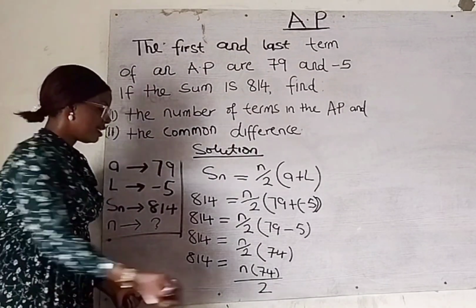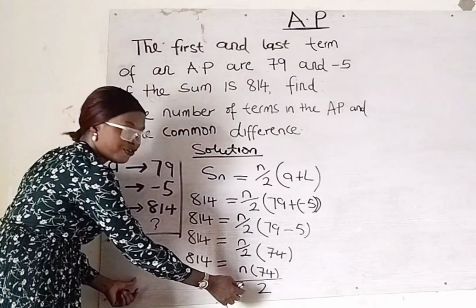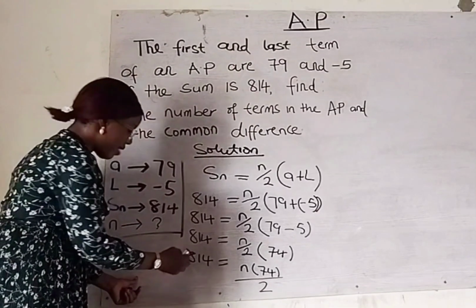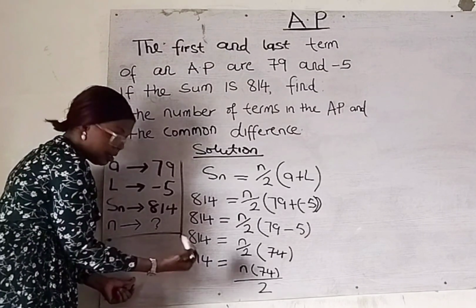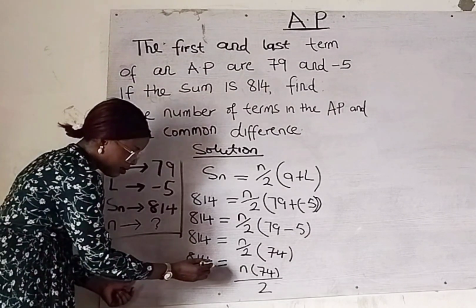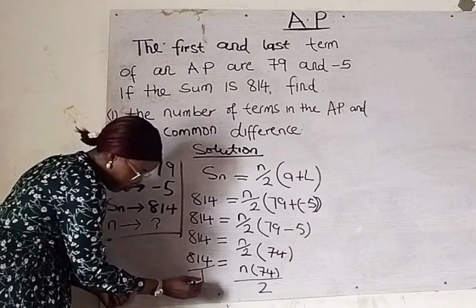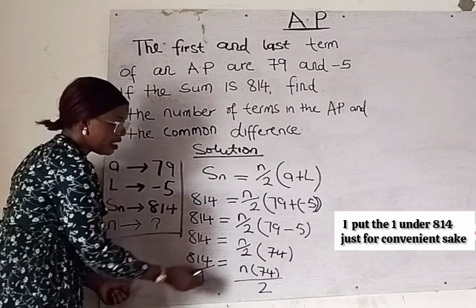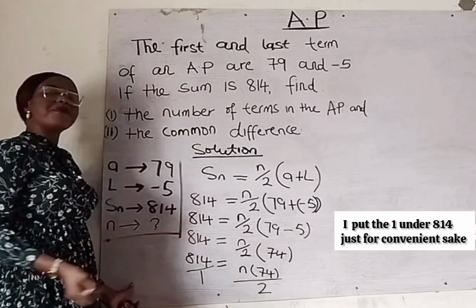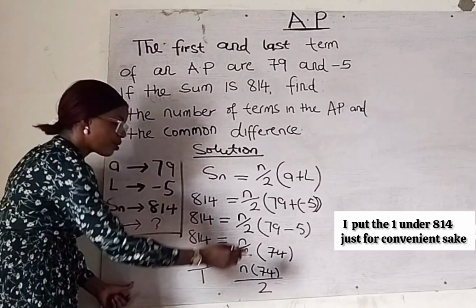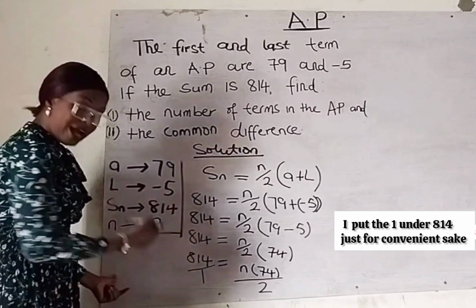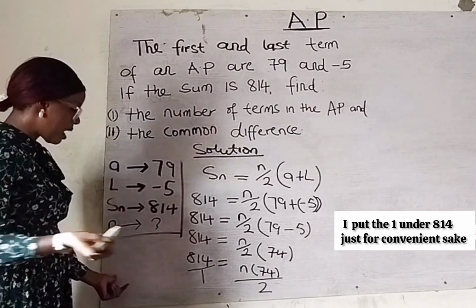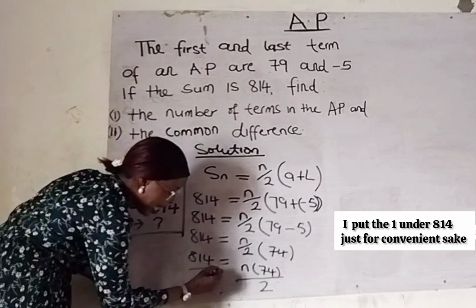You can see now I'll put it in a fractional form. Because of that, I'll just put this one also in a fractional form. That's why I'll just write over 1, so that 2 of them will be in fractional format, so that I can easily cross and multiply. And having done so, I will cross and multiply like this.